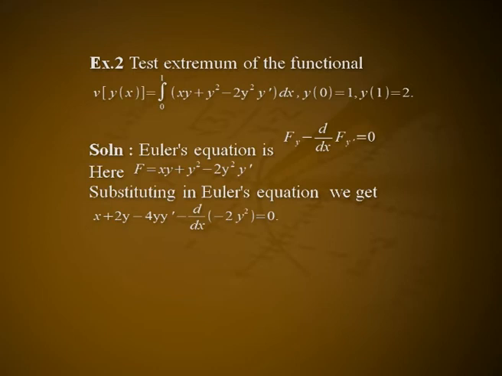Substituting in Euler's equation, we get x plus 2y minus 4y y dash minus d by dx of minus 2y square equal to 0. That is, x plus 2y minus 4y y dash plus 4y y dash equal to 0. That is, x plus 2y equal to 0. That is, y equal to minus x by 2. Here it can be seen that the given conditions y of 0 equal to 1, y of 1 equal to 2 are not satisfied. So, the given functional does not have extremum values.